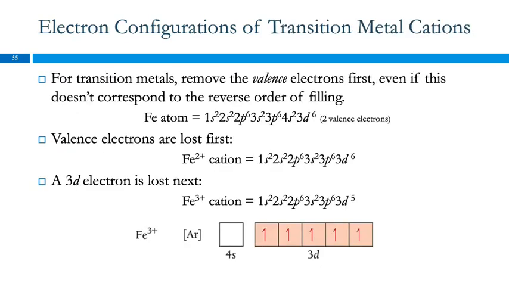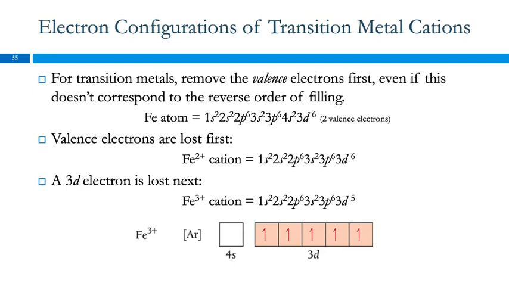What about the transition metals? Well, they just have to be a little different, don't they? With the transition metals, we're going to remove the valence electrons first. And if we run out of electrons, we still need to remove more. Then we'll go into the core electrons. So we remove the valence electrons first, even if it does not correspond to reverse order of filling.